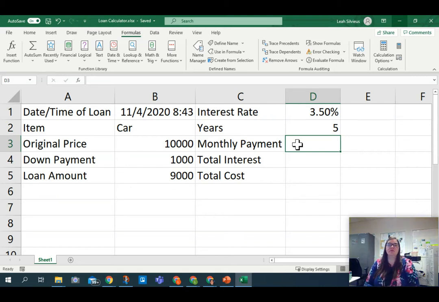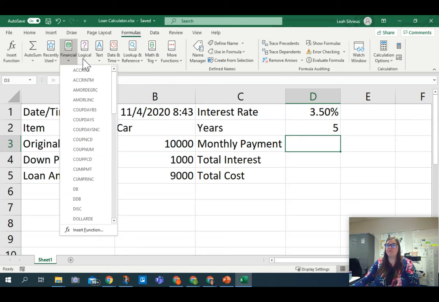Now, I want you to see if you can find a function that Excel has built in that will allow us to calculate a monthly payment. So pause the video here and see if you can find that function. So thinking about what group this is going to be in, I'm on the formulas tab. I can use one of these function areas, and this is kind of like financial, right? We're talking about finance. So I can scroll through here and look through here.